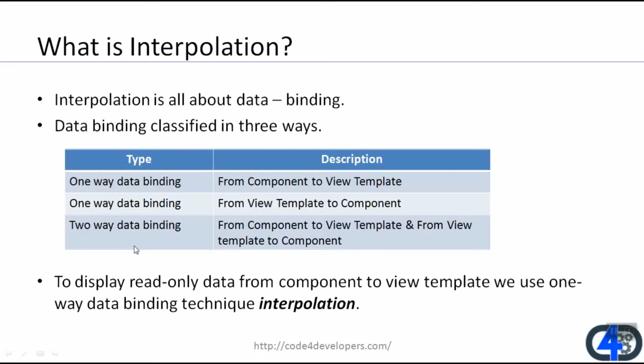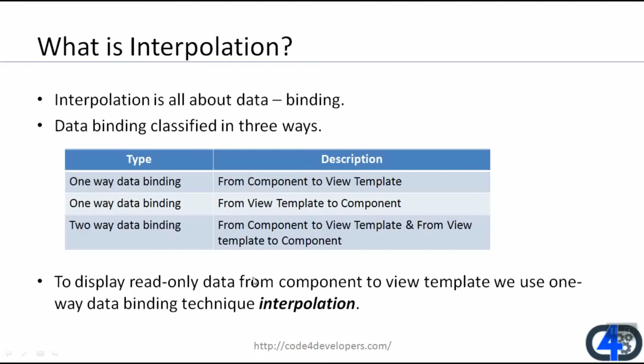The second is also one-way data binding, but this time data will be bound from the view template to the component. And the third, very important one, is two-way data binding, in which data will be bound from the component to the view template as well as from the view template to the component. So to display read-only data from the component to the view template, we use a one-way data binding technique known as interpolation.